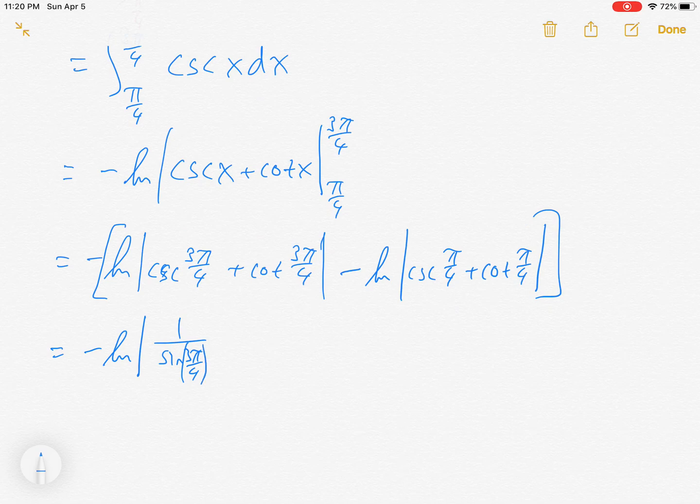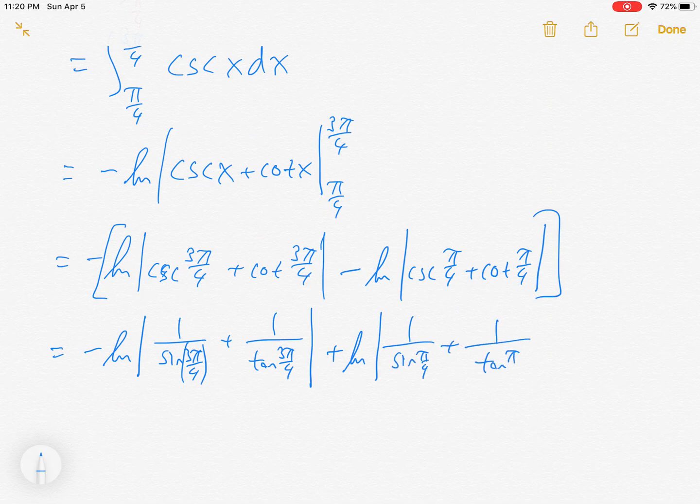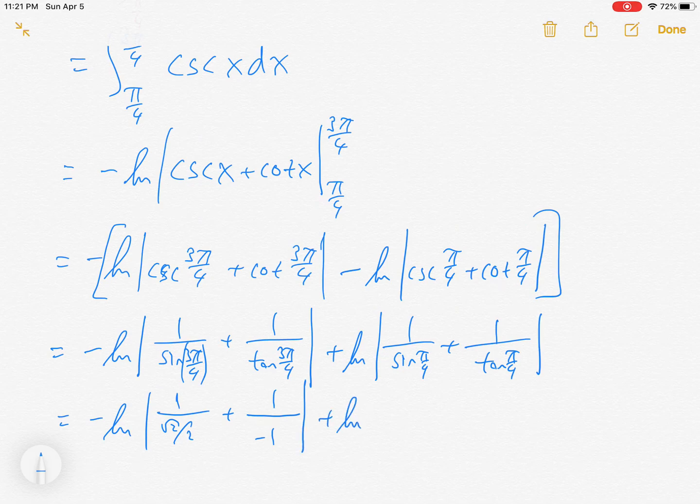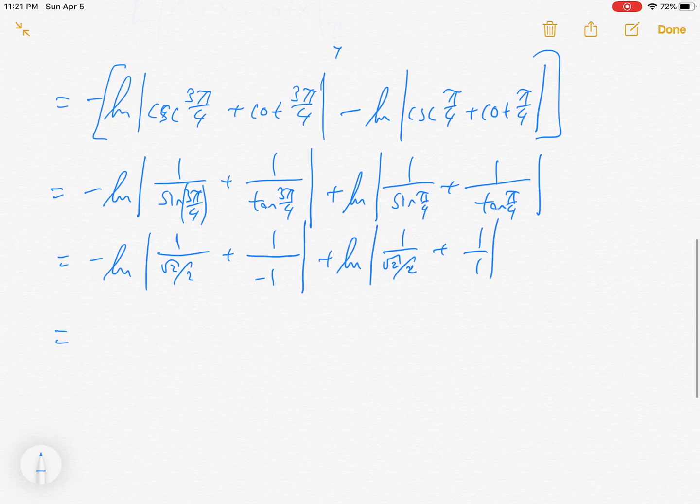Well, this is the same thing as 1 over sine 3 pi over 4. This is the same thing as 1 over tangent of 3 pi over 4. If I do this, it's going to be a plus now. The same thing as 1 over sine pi over 4 and 1 over tangent pi over 4. Hopefully you remember what these are. The first one, we have sine of 3 pi over 4. It's positive, and it is square root of 2 over 2, so it's 1 over square root of 2 over 2, plus 1 over negative 1. This is also square root of 2 over 2. And this is positive 1.